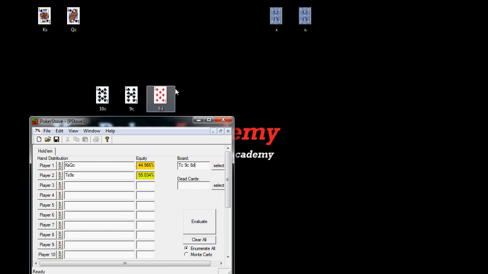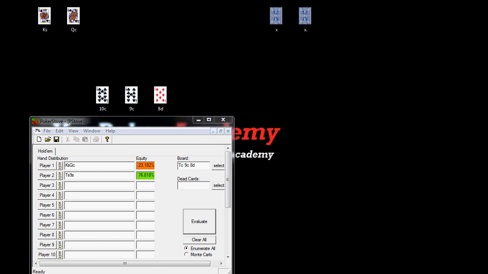So here we know we've got 4 outs for the jacks. And that's all we're going to have. But we're also going to have to survive a 10 or a 9 coming on the river. 4 outs for the jacks times the rule of 4 is about 16%. But we're actually going to be a little bit less than 16%. So let's go in and click evaluate. Here it says we've got 23%. That's because we've got a backdoor flush draw.